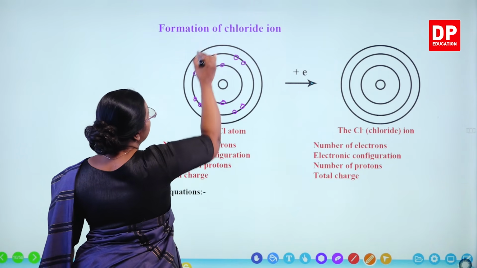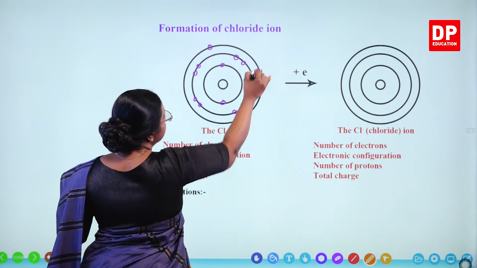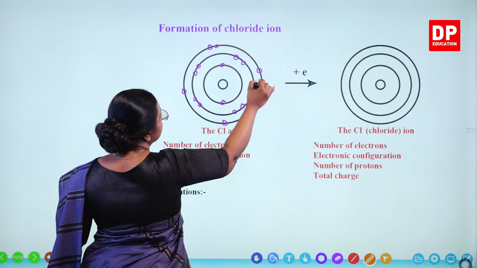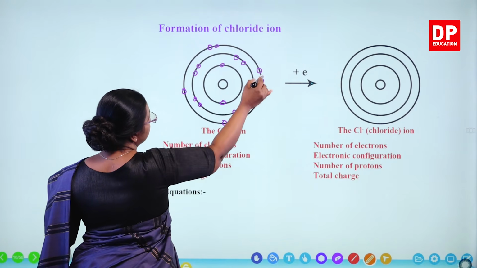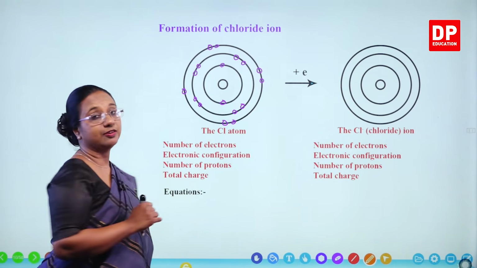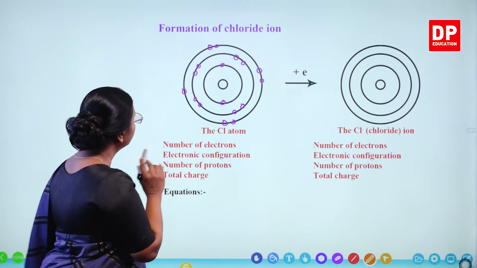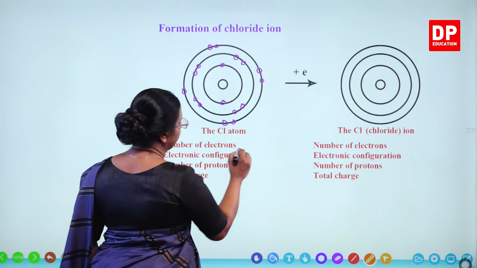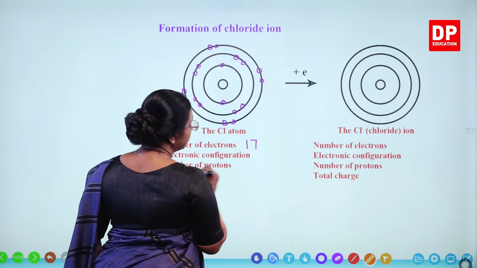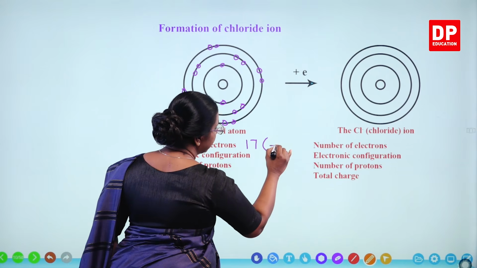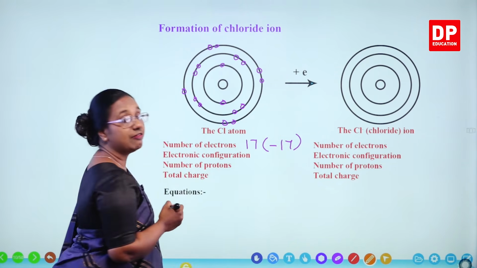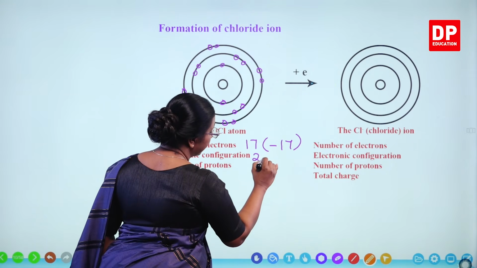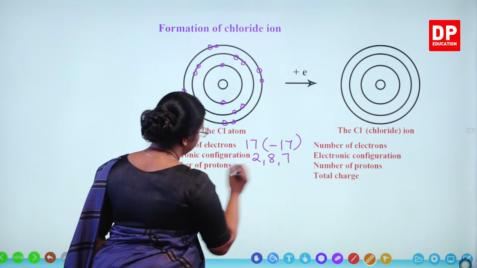8 electrons, and there are 7 electrons in the last shell. You can see 2, 4, 6, 7 electrons in the last shell. 287. So if we fill the number of electrons for chlorine atom, they have 17 electrons. So that means 17 negative charges. Then the electronic configuration, you can see 287.